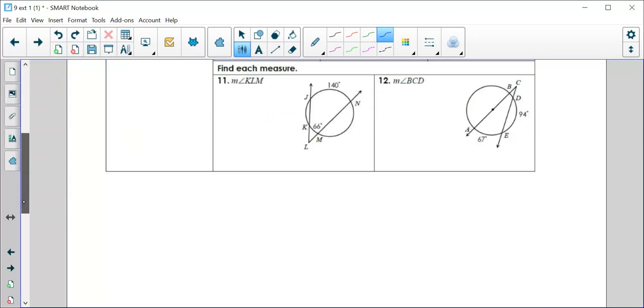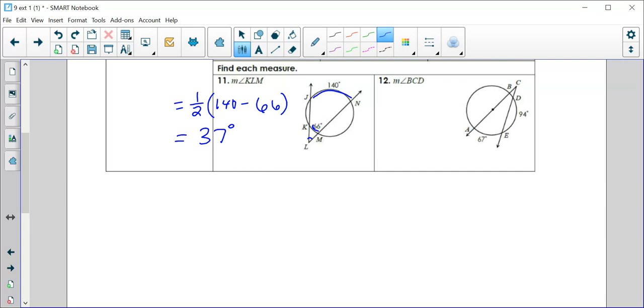All right, so let's try one here. So here we go. I have two secants, so it's that first case. The measure of angle KLM. So this is finding that exterior angle. Okay, so to find that angle, we can say half the big arc, 140, minus the small arc, 66. So you can either subtract them, then divide it by 2, or subtract them and take half of that. Whichever way you do it, you should get 37 degrees for that angle.